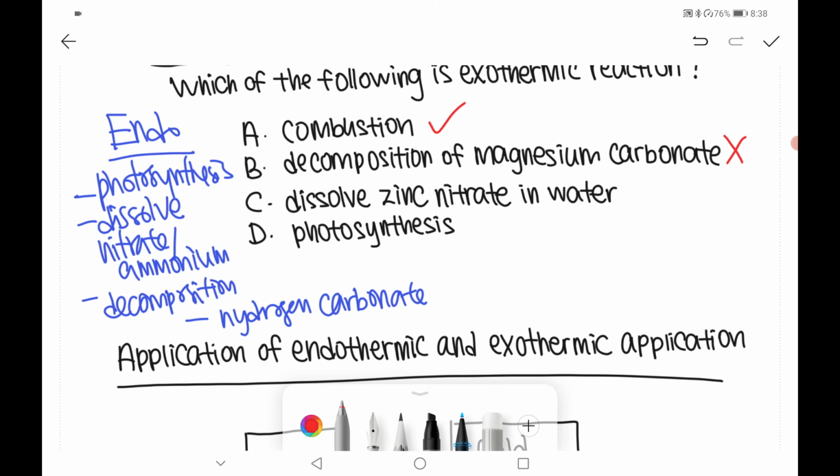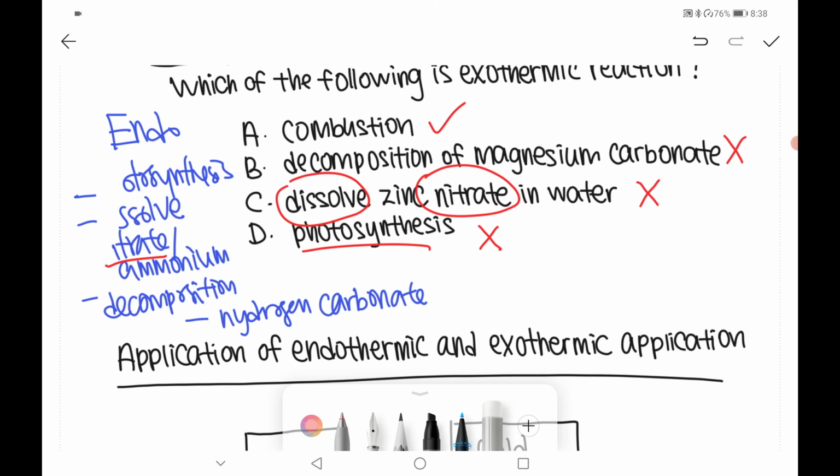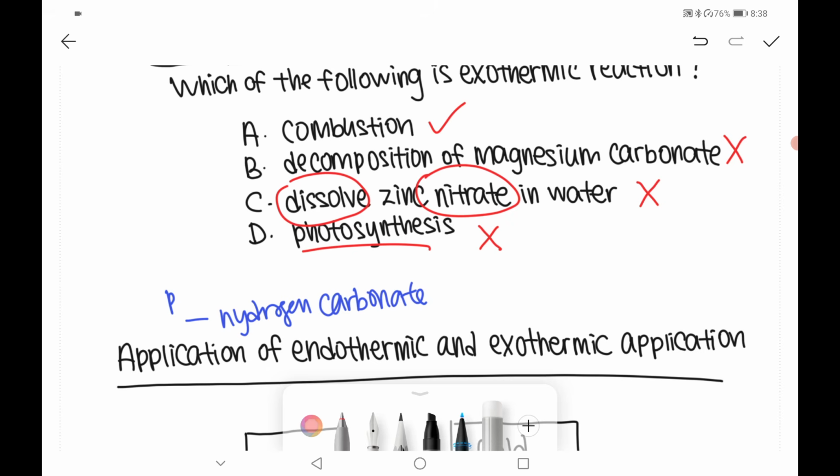Okay, dissolve zinc nitrate in water. When you dissolve nitrate, it is endothermic. Last one, photosynthesis. Photosynthesis is endo. Yeah, so that's it. So that is what you need to know.